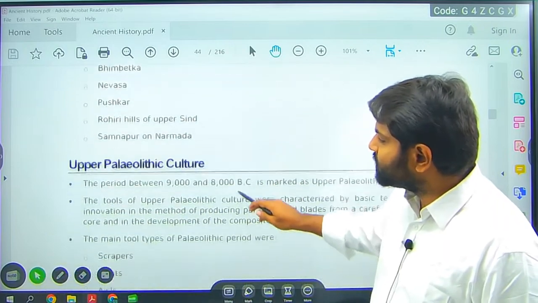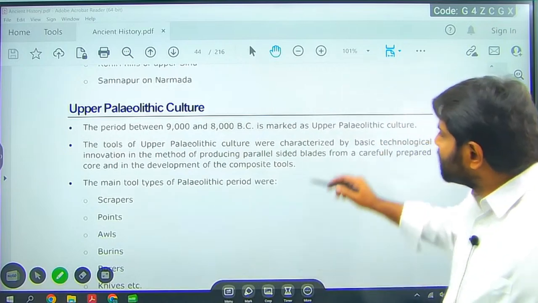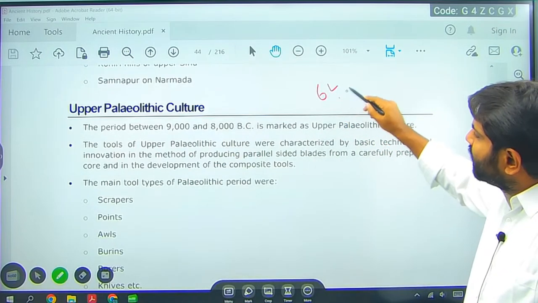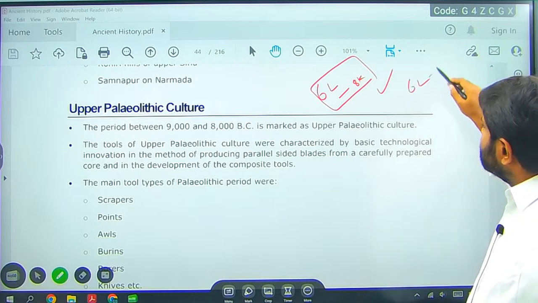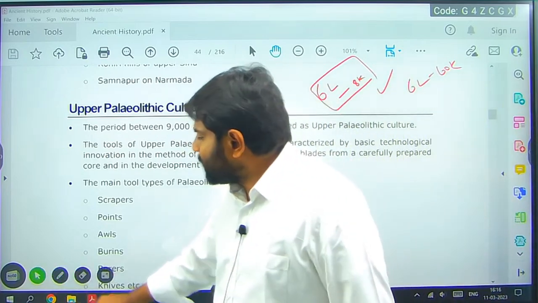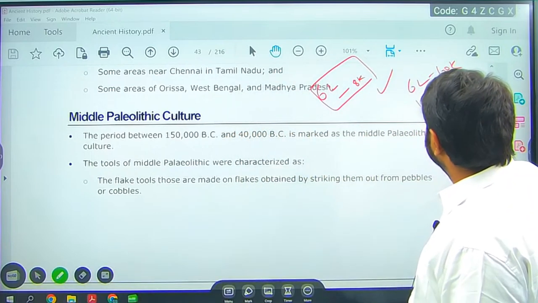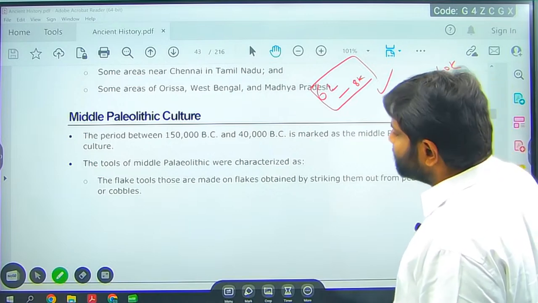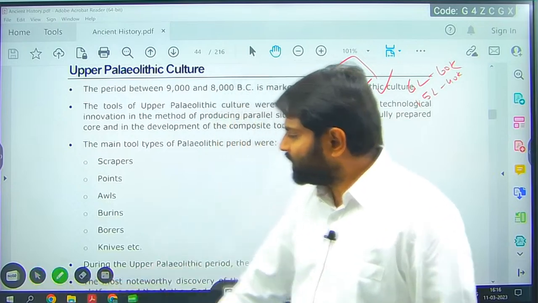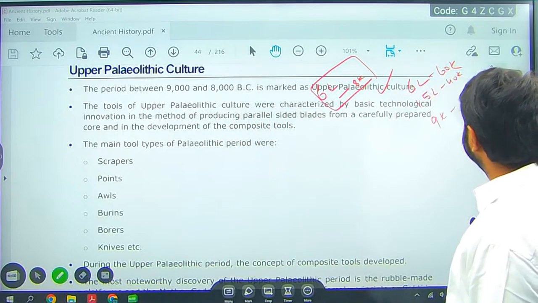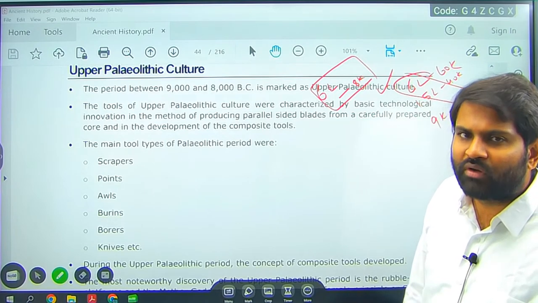Apart from that, Upper Paleolithic age is the time period between 9000 to 8000 BC, which is marked as Upper Paleolithic age. Which means we are trying to cover from 6 lakh to 8k. This time period completely is of Stone Age. 6 lakh to 60k, we spoke the first one, which is Lower Paleolithic age. Middle Paleolithic age is from 1.5 lakh to 40,000 BC. And Upper Paleolithic age, the time period is very less, 9K to 8K. So the total Paleolithic extent is from 6 lakh to 8K. That is what we need to remember, right?